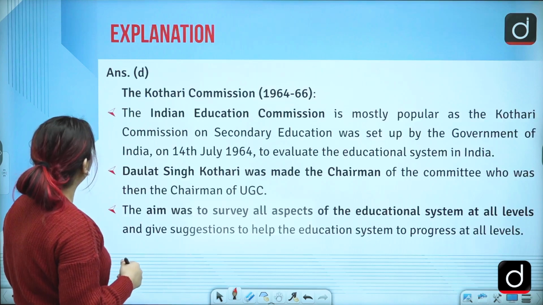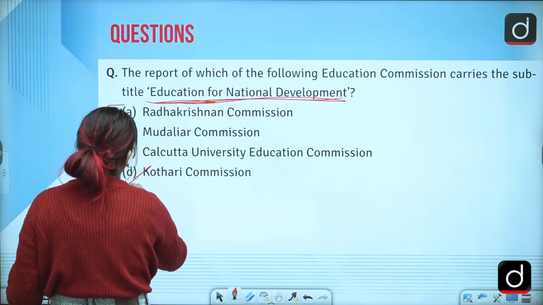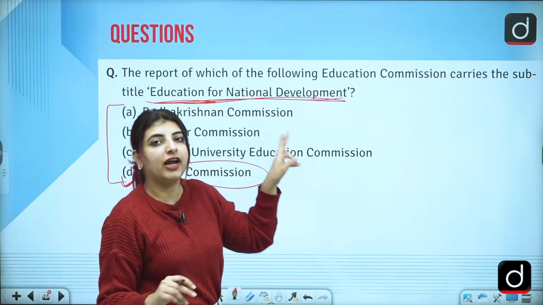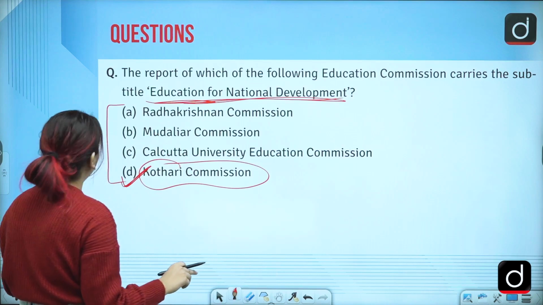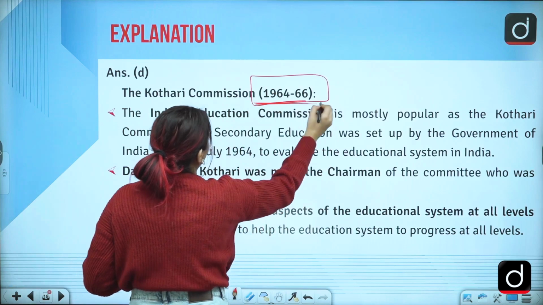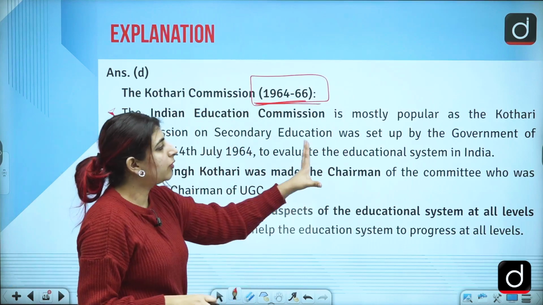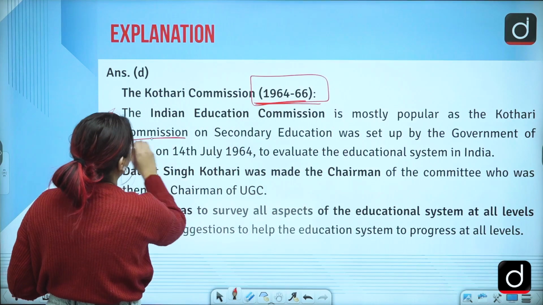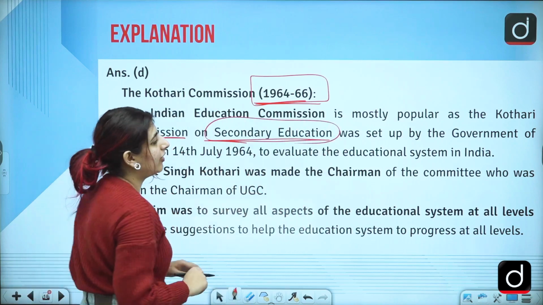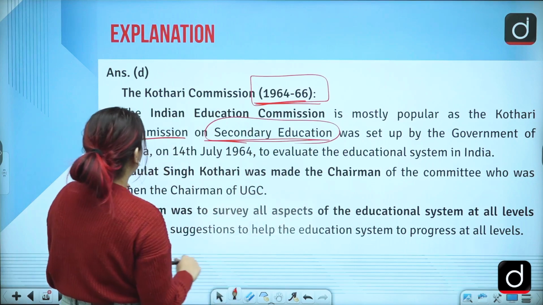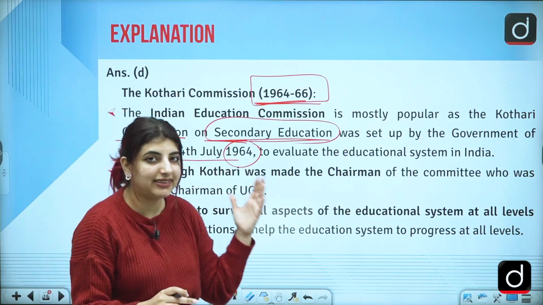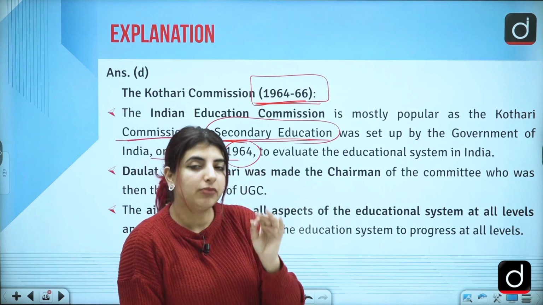The answer to this question is option D, that is Kothari Commission, which means the Kothari Commission carried the subtitle Education for National Development. Let's just read from here. 1964 to 66 was the date when this commission was there. Most popularly known as the Kothari Commission on Secondary Education. So the focus, as you see here, is secondary education, set up by the government of India on 14th July 1964.